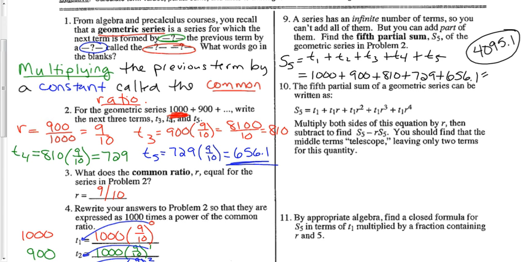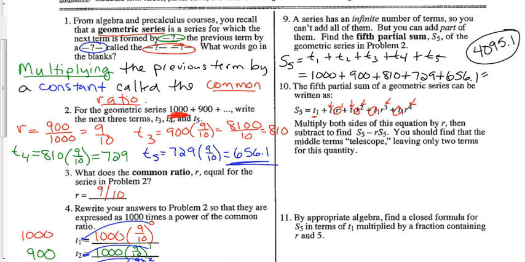Number 10, the fifth partial sum of a geometric series can be written as this. Take the first term, add it to the first term, which was 1,000, times my common ratio raised to the first power. Then I take my first term, multiply it by the common ratio raised to the second power. First term, common ratio raised to the third power. First term, common ratio raised to the fourth power. And add those all up. That's exactly what we're doing here. So we're going to do some algebra to that.